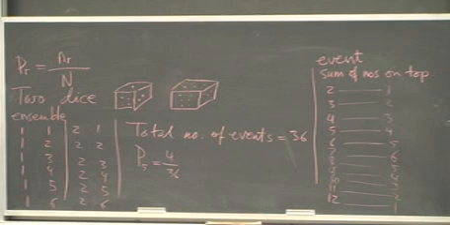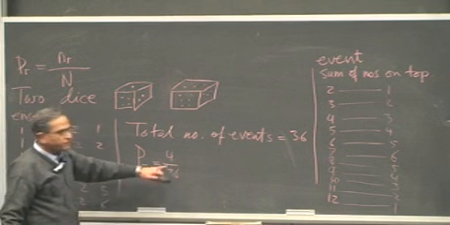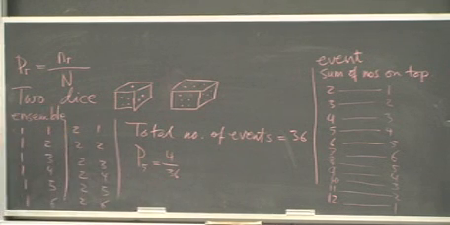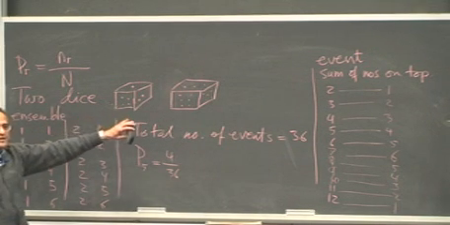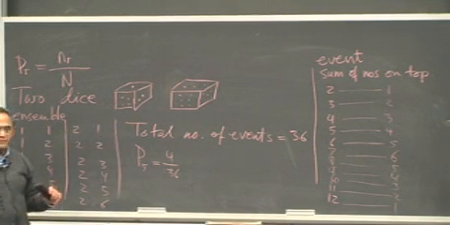4 times the total comes to be 5, and the total number of events is 36. So this is a very, very simple review of the basic probability that you already have learned.